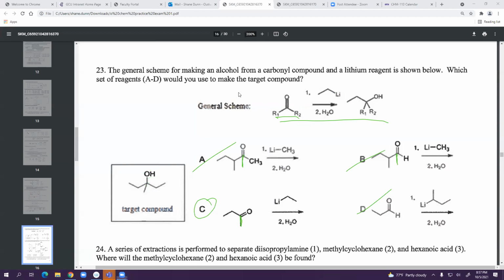Let's look at this quick. I don't want to draw lines. 1, 2, 3. 1, 2, 3. I'm not going to add any carbons on that side, but I have 1, 2 carbons right there. So that's where I get those two extra carbons from, from the lithium. So C is the correct mechanism to get the target compound.